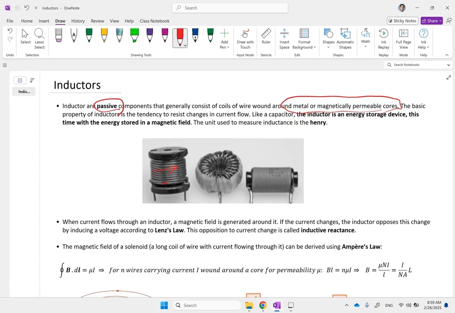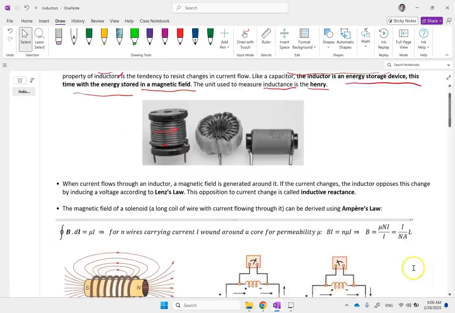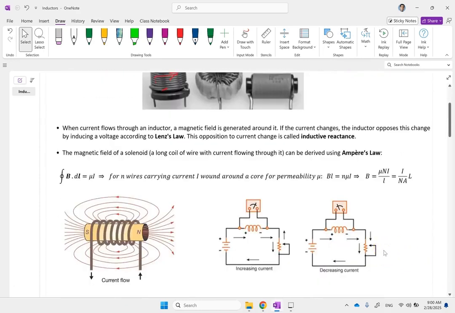Okay. And since the current going through them creates a magnetic field, they also act as storage units. But the storage is through the magnetic field, as opposed to capacitors that stored it in terms of electric fields. And they have a unit for that called inductance, and it's measured in Henry, and we're going to see that. Okay, so mostly you're going to see these wires wound around some core. That is your inductor. So let's learn more about what an inductor does.